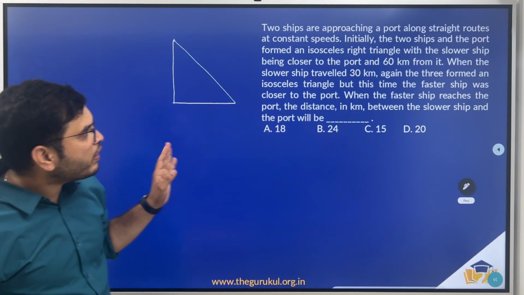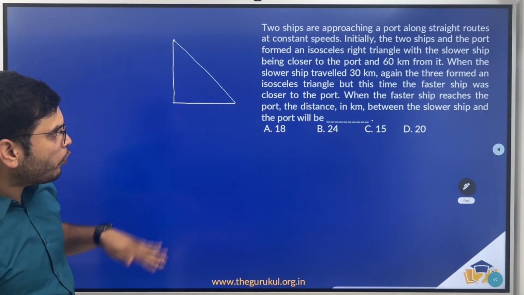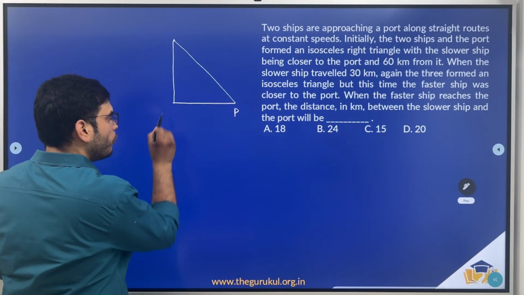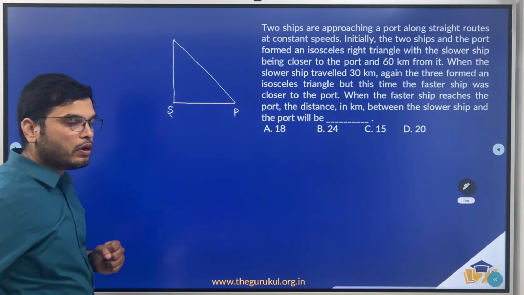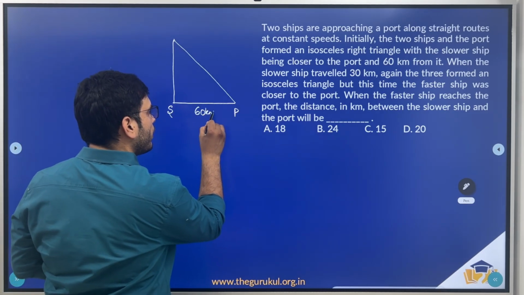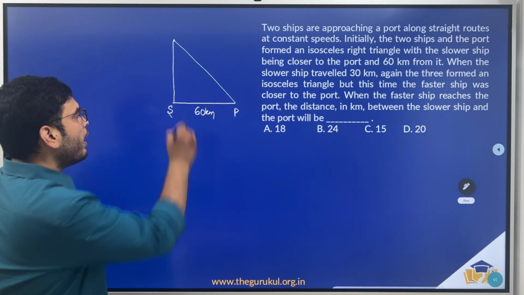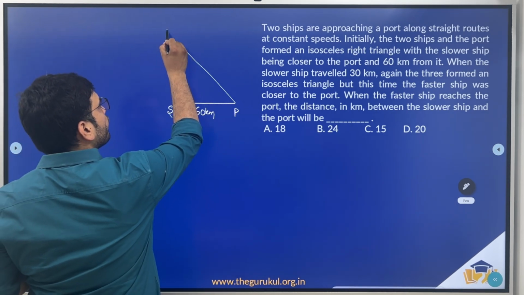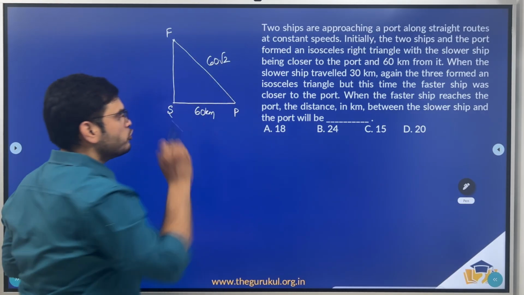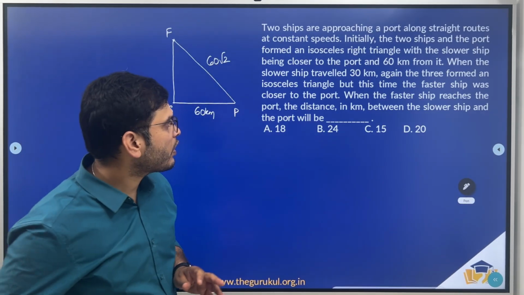Now since it is given that the slower ship is close to the port and 60 kilometers from it, if I consider this to be the port, this should be the slower ship, which is at 60 kilometers. Let this be the faster ship. Now the distance between the port and the faster ship should be 60 root 2.